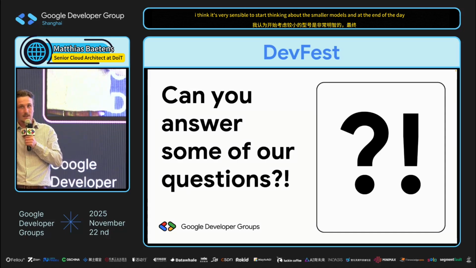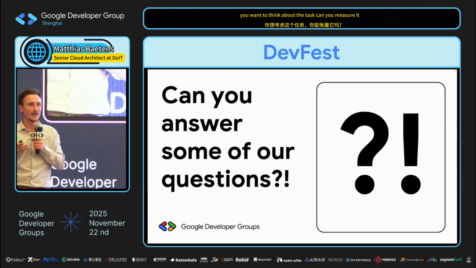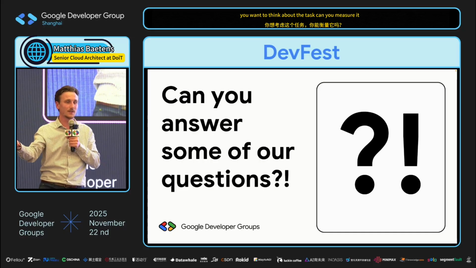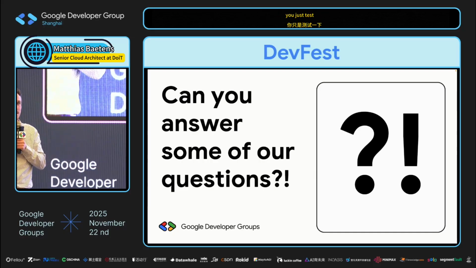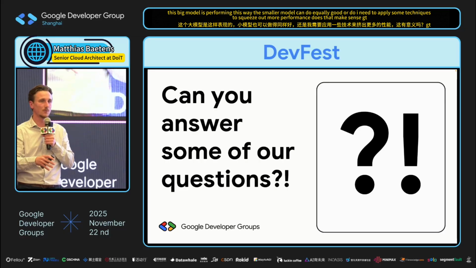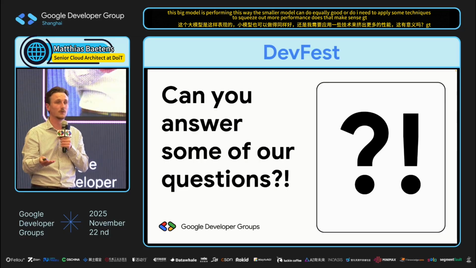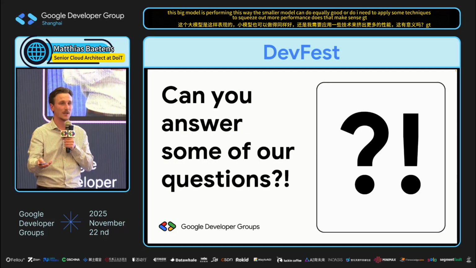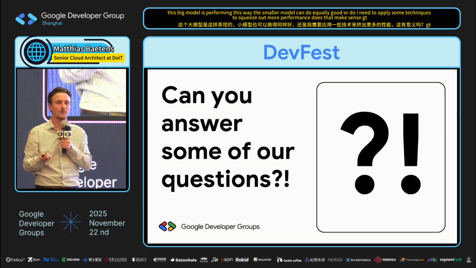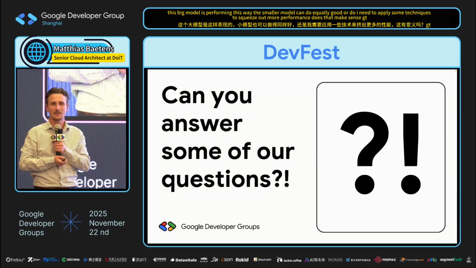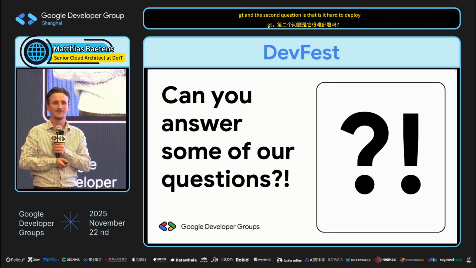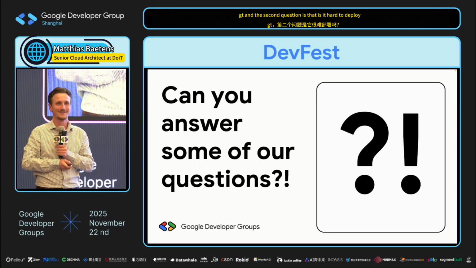And at the end of the day, you want to think about the task. Can you measure it? And if you can measure it, you just test, right? You see, okay, this big model is performing this way, the smaller model can do equally good, or do I need to apply some techniques to squeeze out more performance? Does that make sense? And I have a second question.